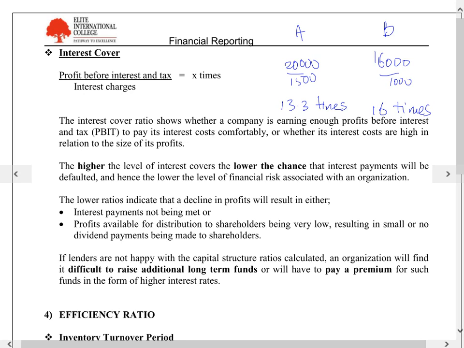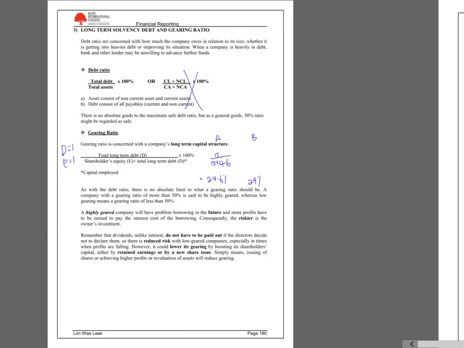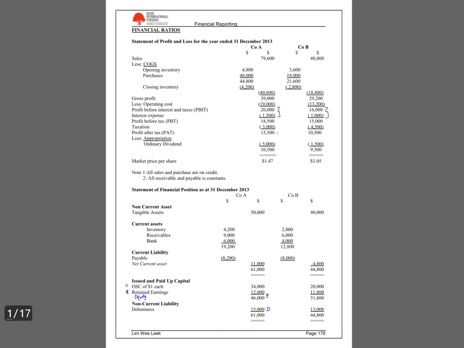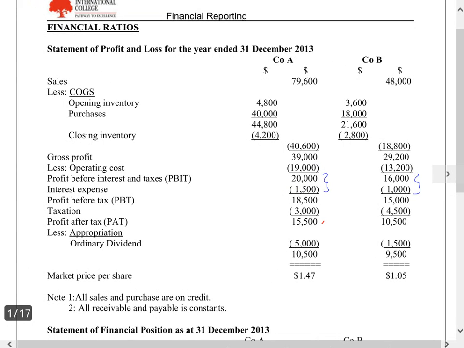But again, the book says as long as it's 4 times and above is considered good enough. Actually, both companies have no problem servicing their interest. Ideally, it should be around 4 times. So now, what if I tell you company A, their sales drop by half. Would the cost also drop by half? When I sell lesser, the cost also lesser, right? So meaning my profit also drops by half.